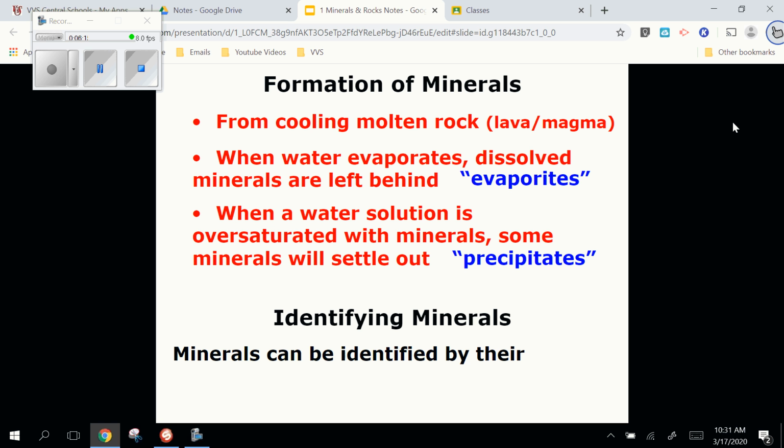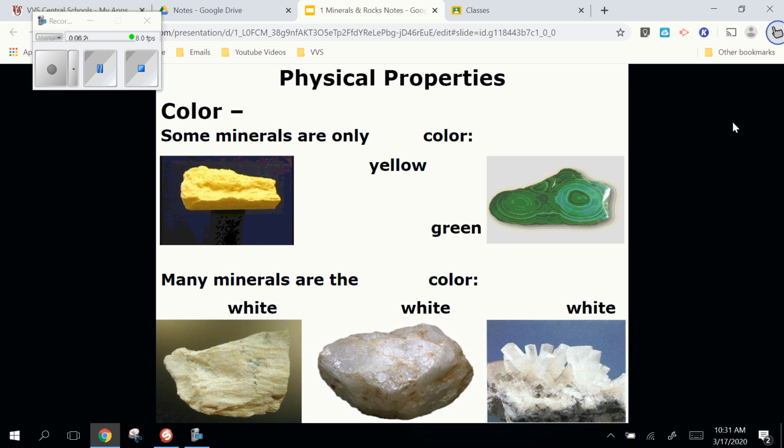All right, so how do we identify minerals? We look at their properties: the physical properties, chemical properties, and some of them have some cool special properties that we talked about. All right, let's look at the physical properties first. First property, color. We're doing this first because it's not really the most important property. We're going to try to get it out of the way here.